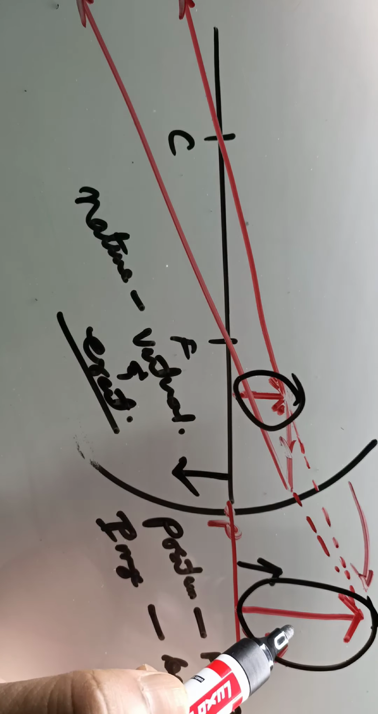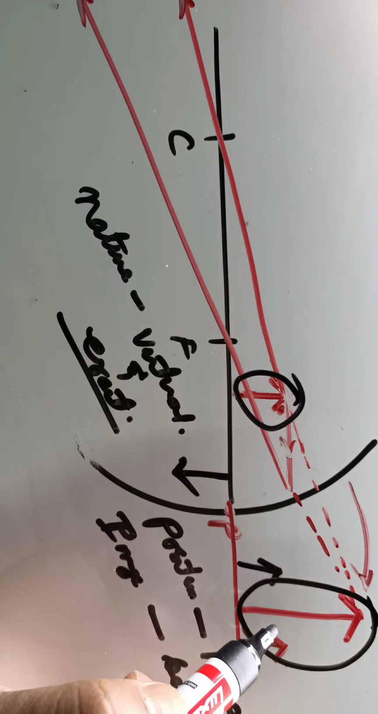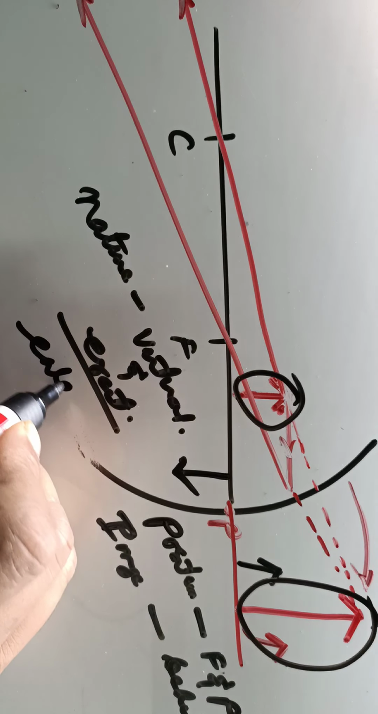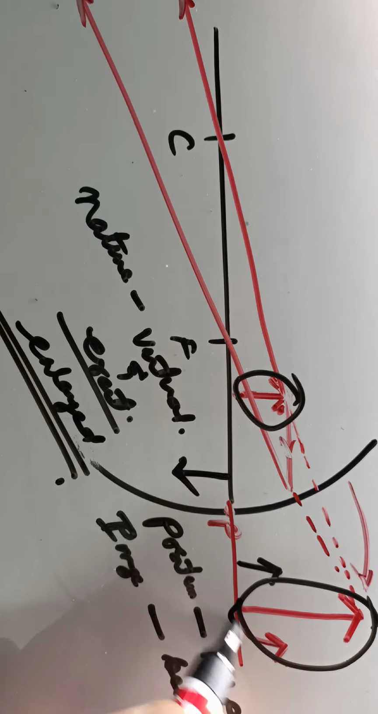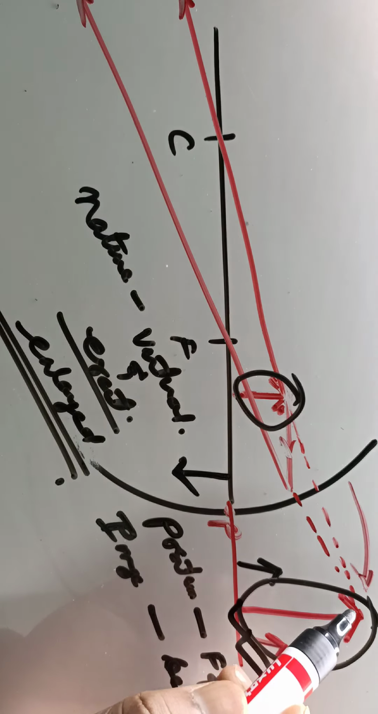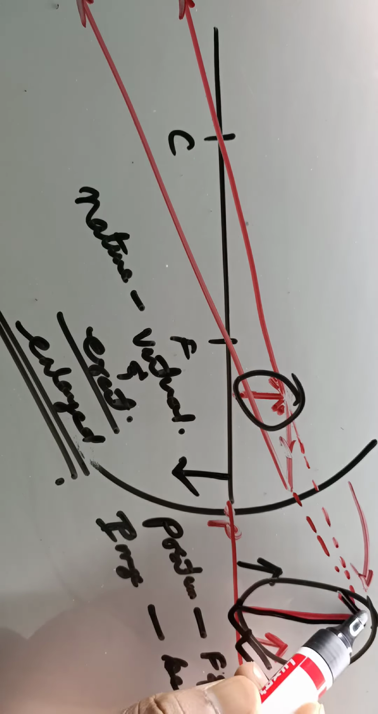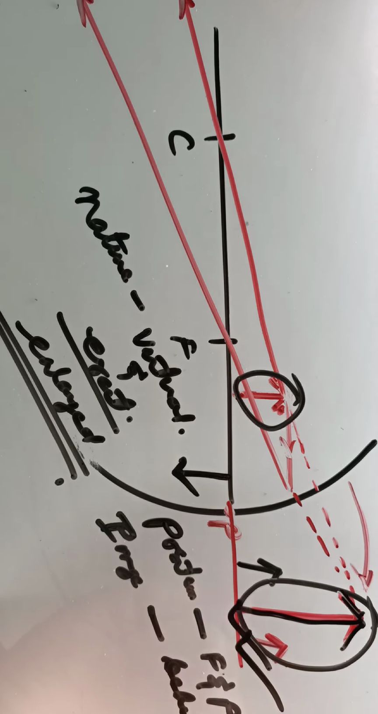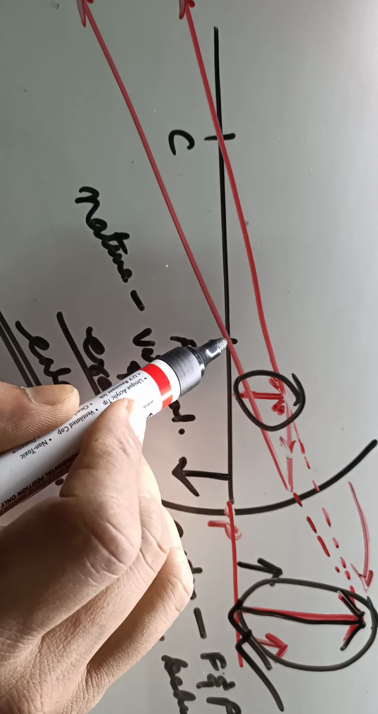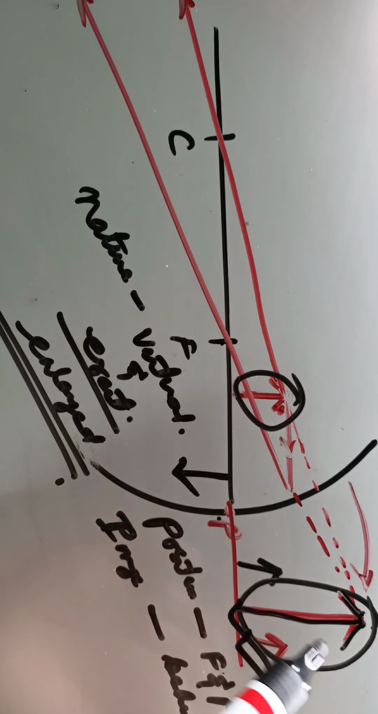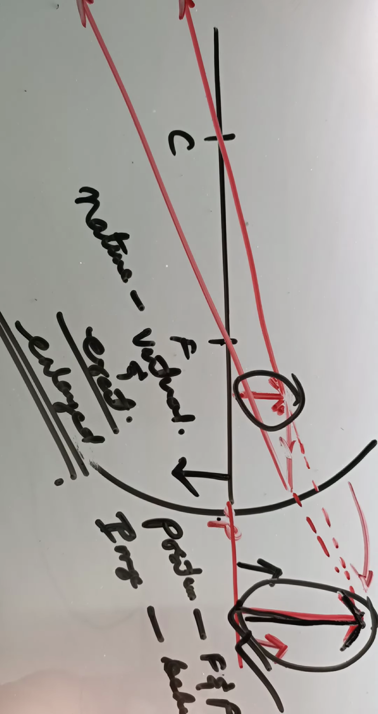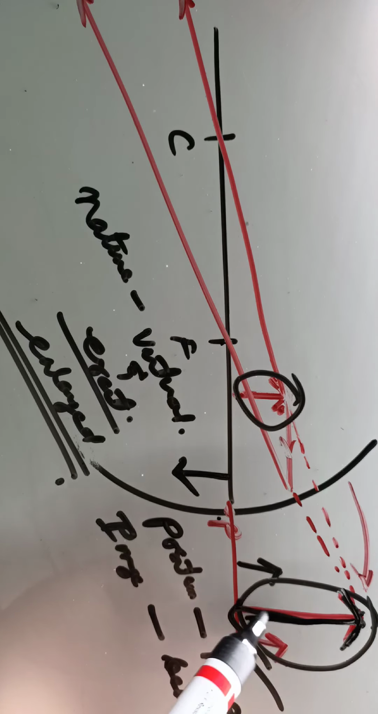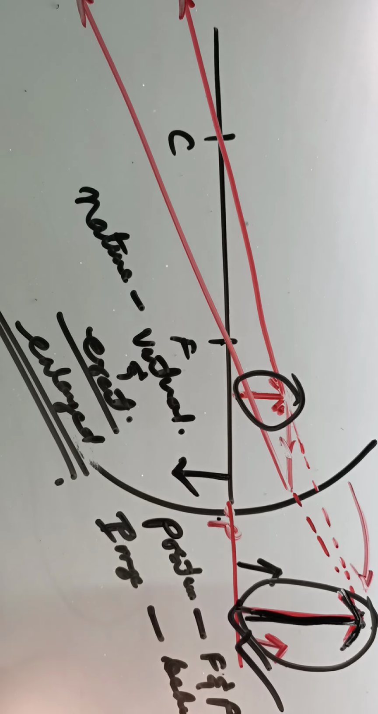The image is larger, or I can say highly enlarged. Enlarged image. This is very important. Please listen carefully. When the object is placed between F and P, the image formed by the concave mirror is highly enlarged. And it is for this reason that the concave mirror is used by a dentist.